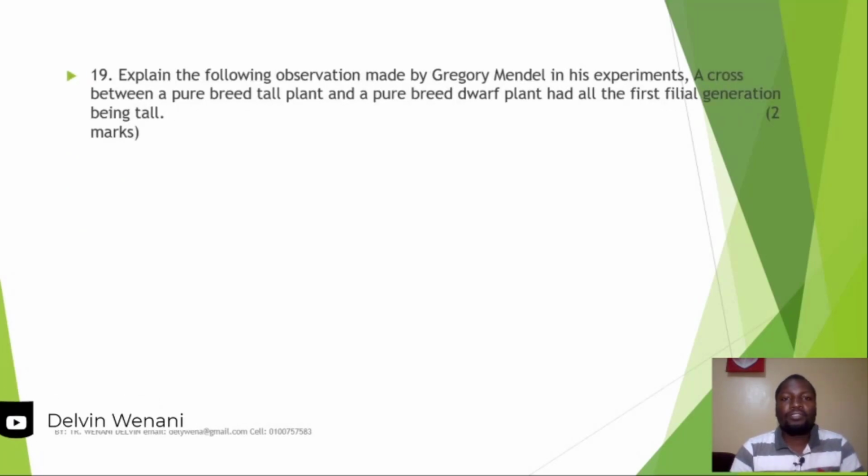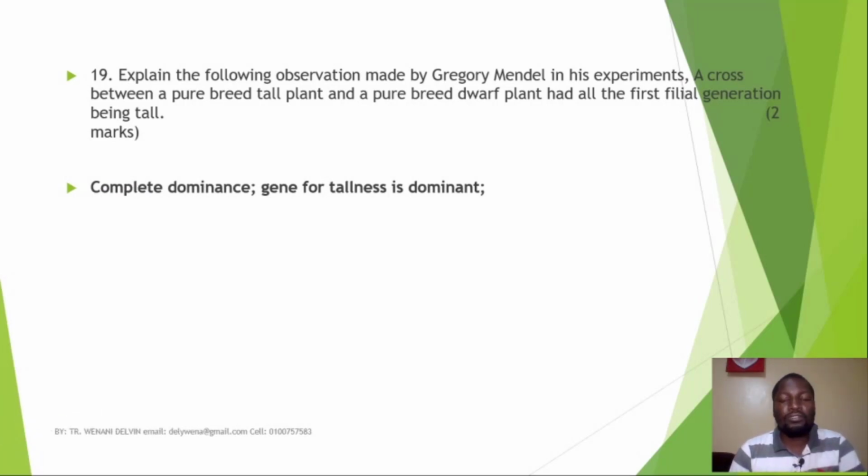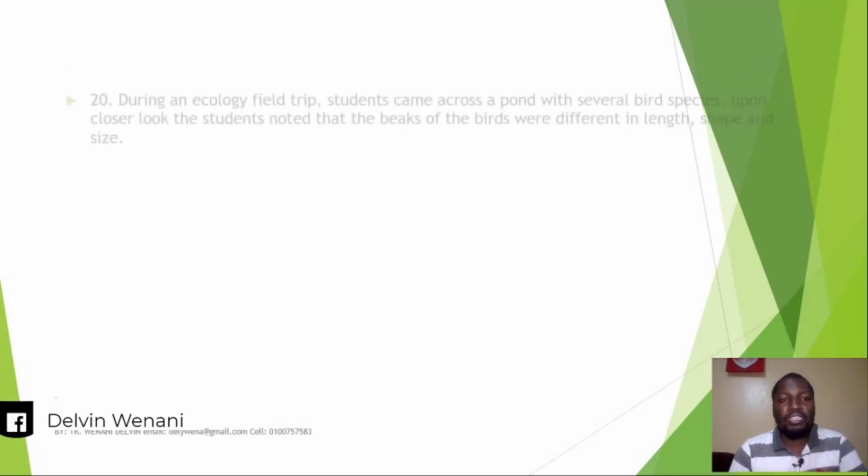Now explain the following observation made by Gregor Mendel's experiment. A cross between a pure breed tall plant and a pure breed dwarf plant had all the first filial generation being tall, 2 marks. This is what we call complete dominance. Gene for tallness was dominant.